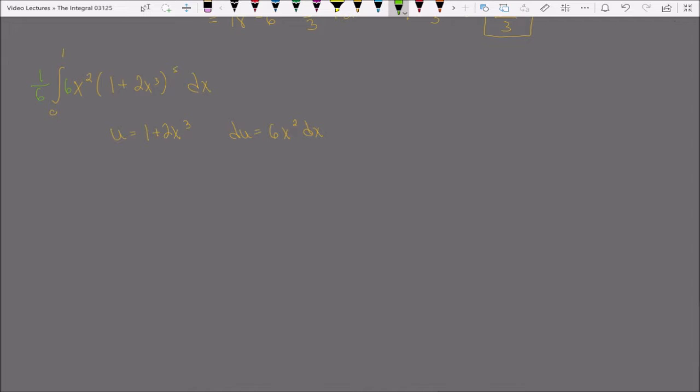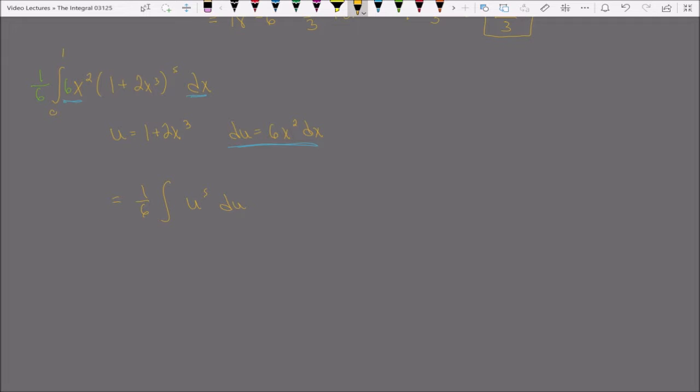Now look what we have. We have the 6x squared dx. That gets replaced with du. This becomes 1/6 the integral of u to the 5th power du.